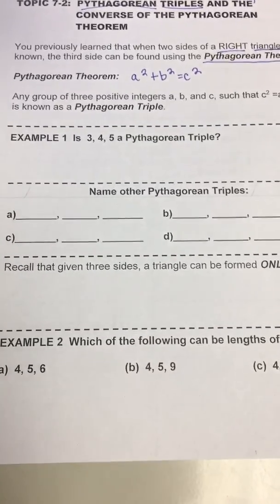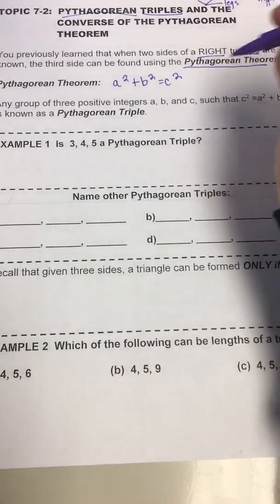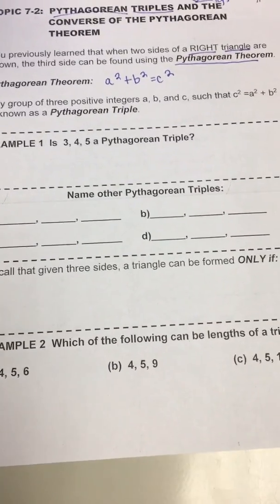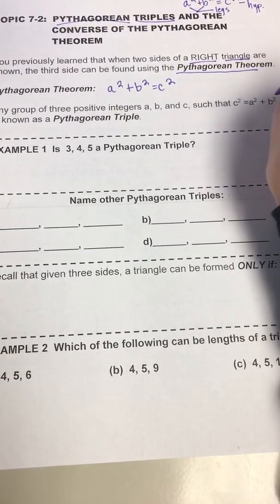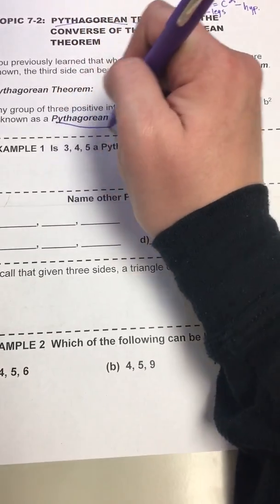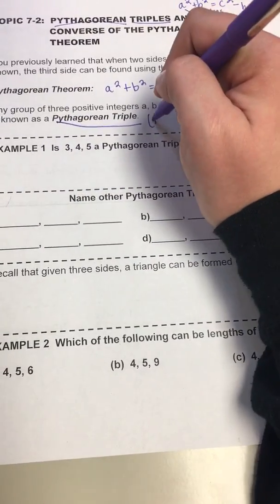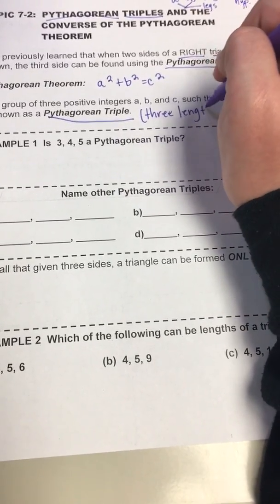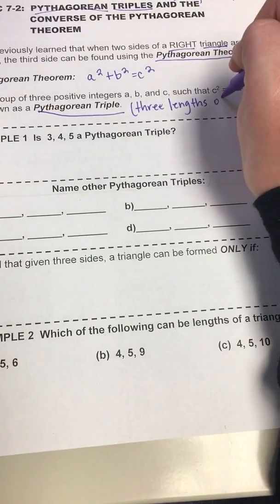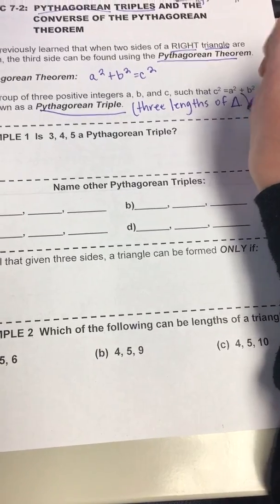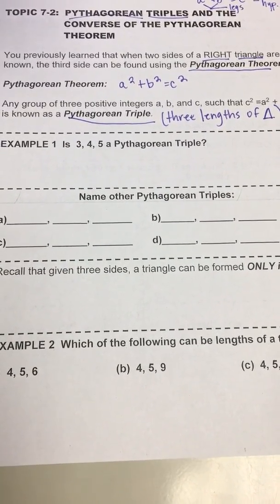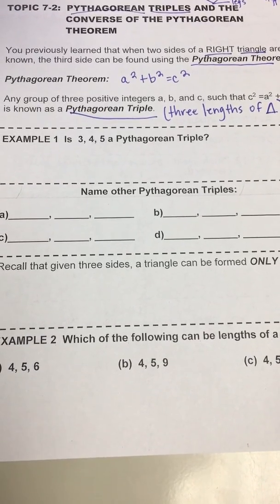Okay, so any group of three positive integers, so just three positive numbers, such as a squared, b squared, and c squared, is known as your Pythagorean triple. All that means is those are just three lengths of a triangle that will always work. So it's just three numbers that are always going to work in your Pythagorean theorem. So it's just an easier way.